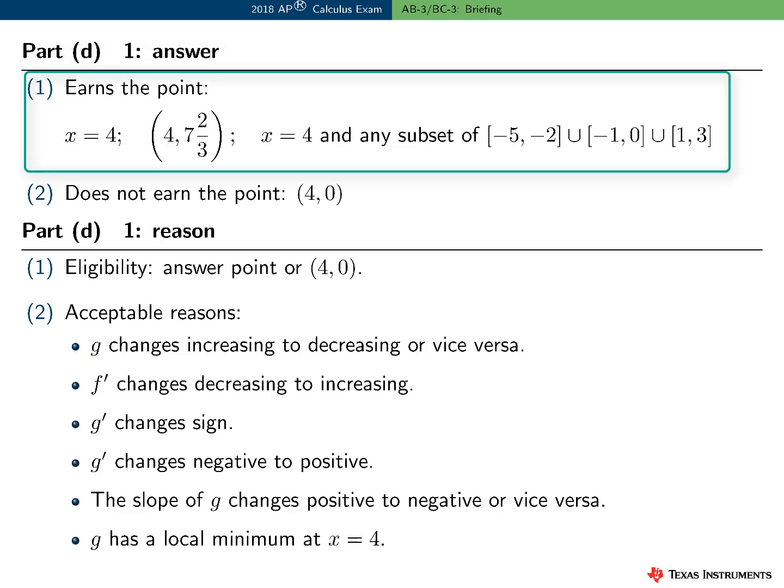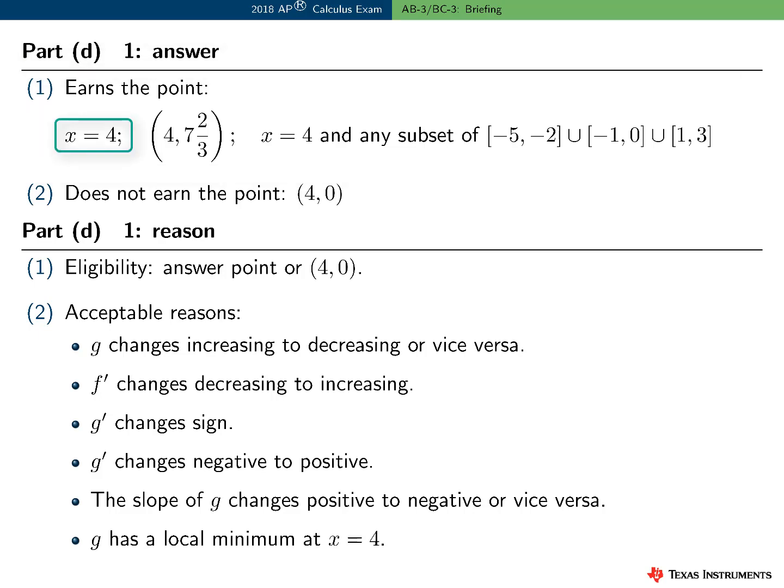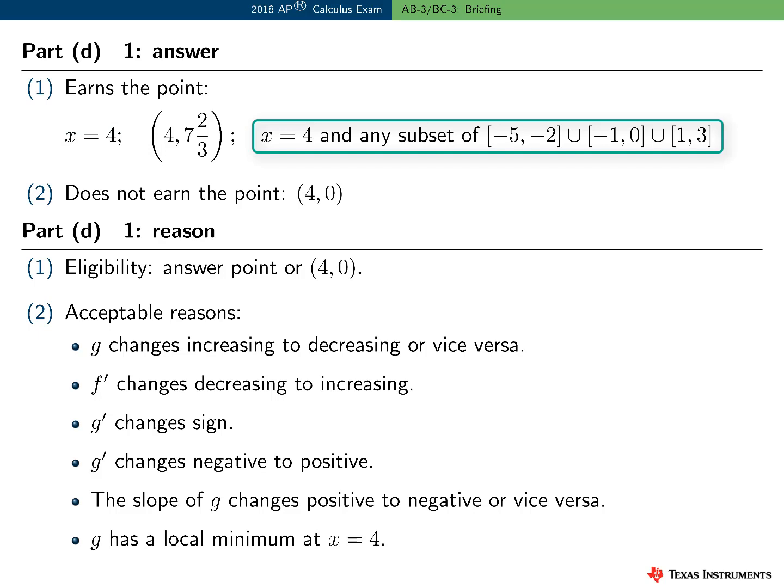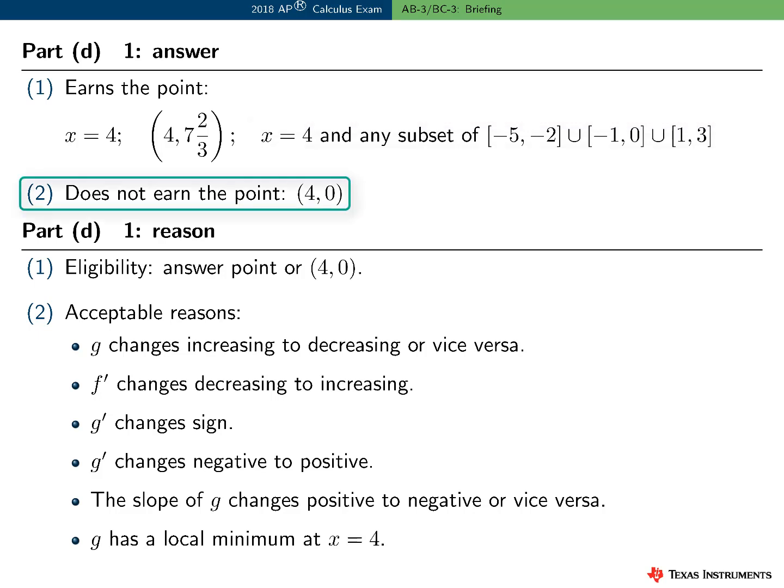And here are some examples that would earn the point. In this case, a bald answer, x equals 4, earns the point. Note that any subset of those intervals were accepted here because there is some ambiguity in the definition of an inflection point. The coordinate 4, 0 did not earn the point.